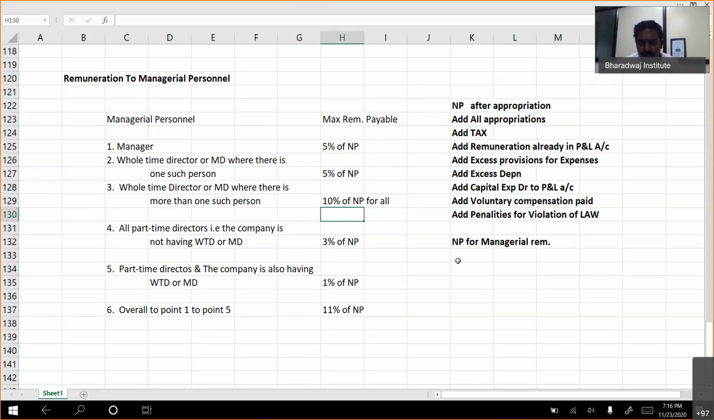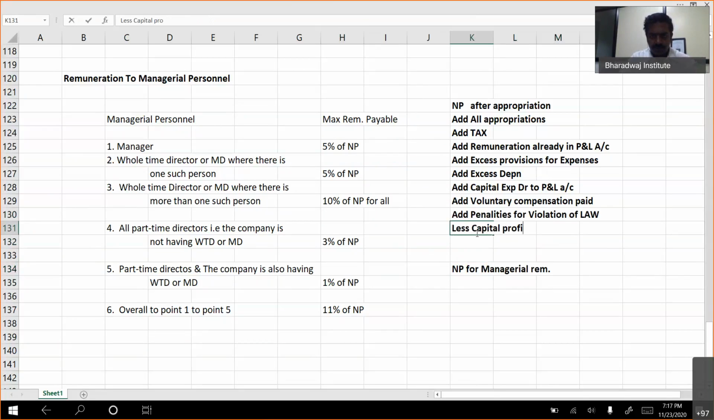Yeah, profit on sale of fixed asset. One more thing, most important thing: you have to eliminate capital profit on sale of fixed assets. What is the capital profit, sir? Selling price minus cost of the fixed asset. That should be eliminated. And you should also eliminate any other capital profit credited to P&L account.